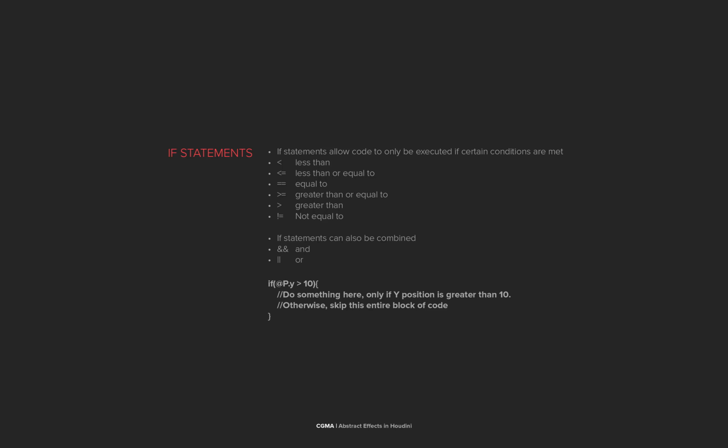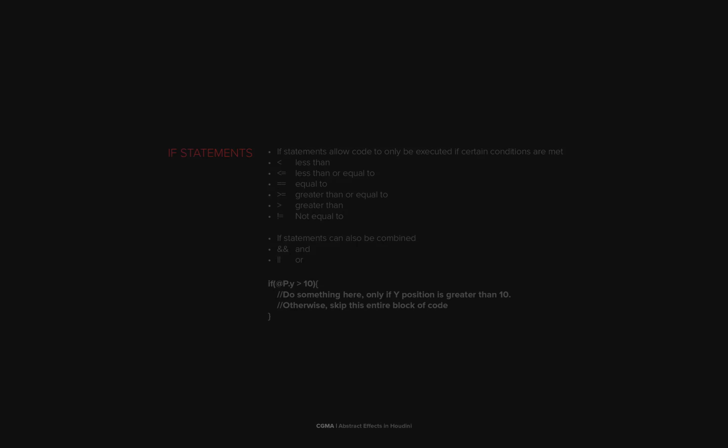And here's how the format looks. We're just looking at something here like executing a block of code if our position is greater than 10. So we start with the if statement, and then in parentheses, we have our condition here. So here we're checking if our position attribute, the y component of that, is greater than 10. Then we have a bracket, and now we have our do something lines of code, and then we just put a bracket on the other end to close that statement.